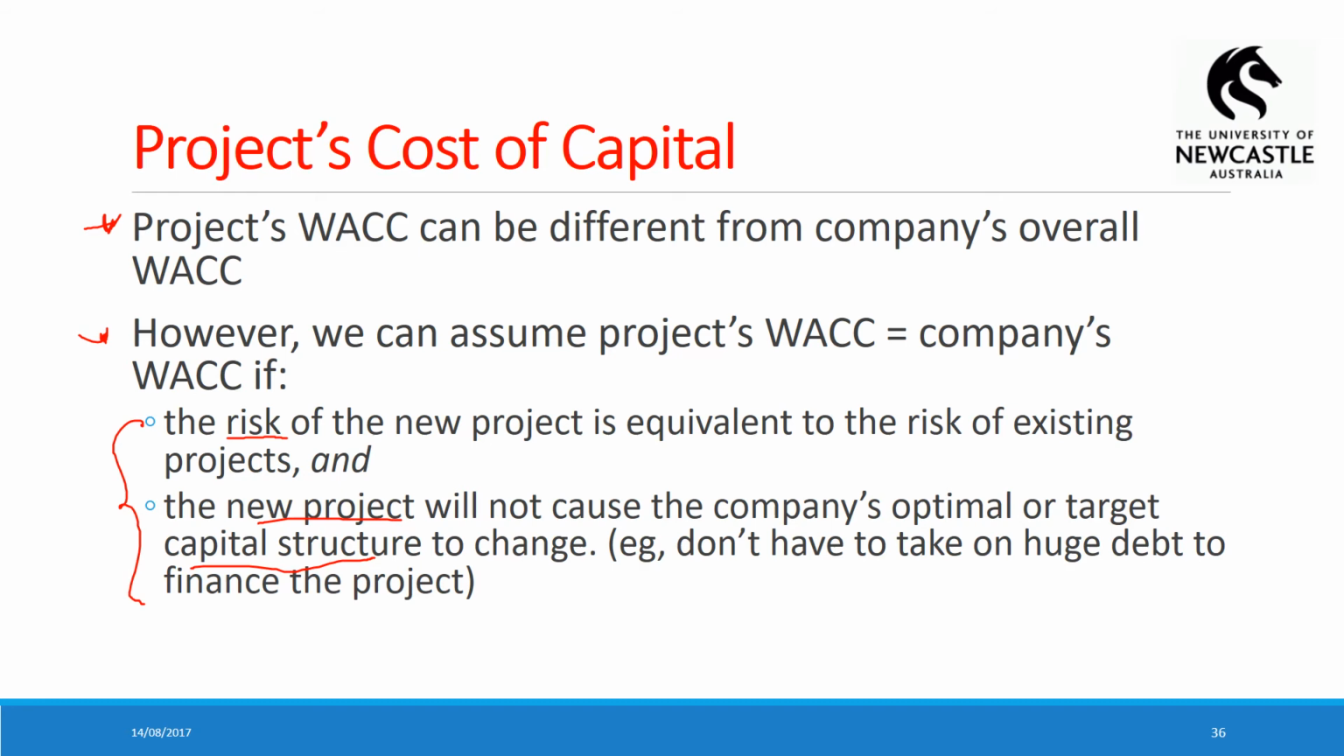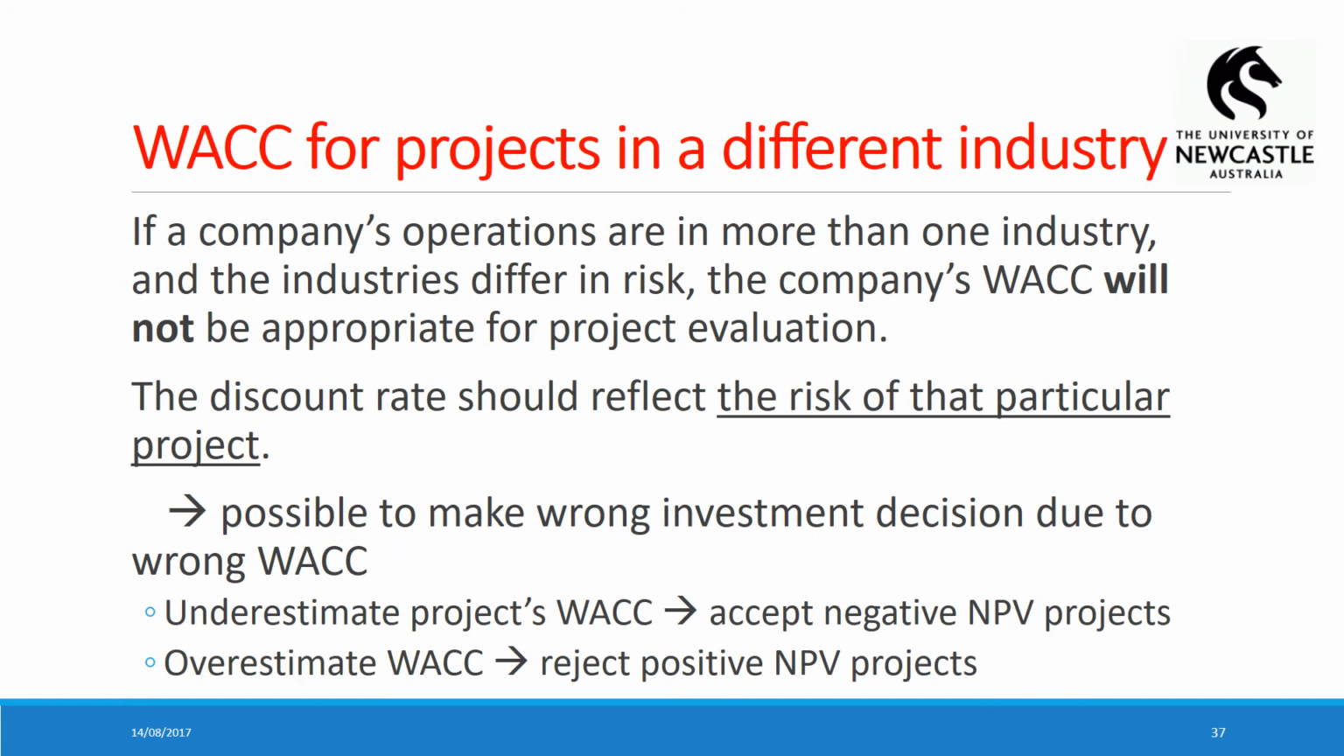Okay. So besides extensions of current business, companies can also go into different industries to make investments, right? So for example, we have PHB, being a mining company, investing in the retail sector, for example, like buying a fashion brand. In this case, we can expect that the firm's overall cost of capital, or the firm's overall riskiness, to be different from the riskiness of the project.